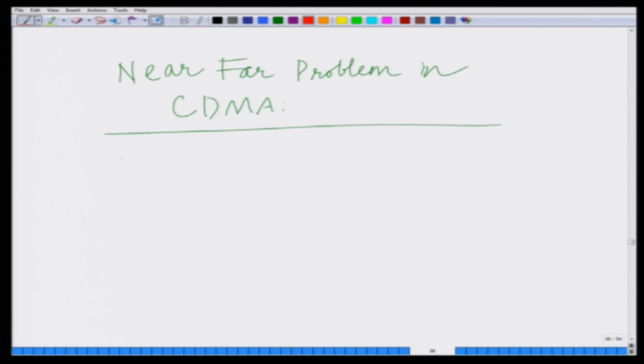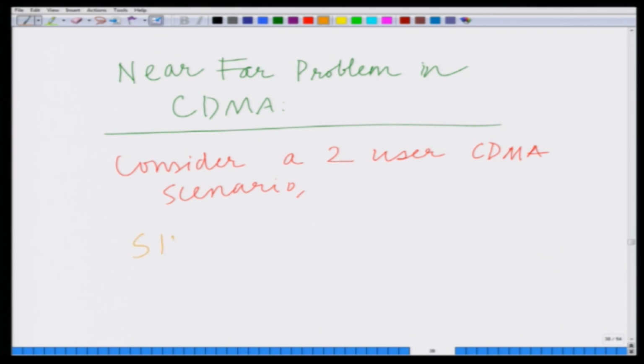To illustrate this, consider a two user CDMA scenario, and we have seen that the expression for the SINR in this two user CDMA scenario is given as |h|^2 P0 divided by (|h|^2 P1 / N + sigma^2 / N), where the numerator is the signal power.